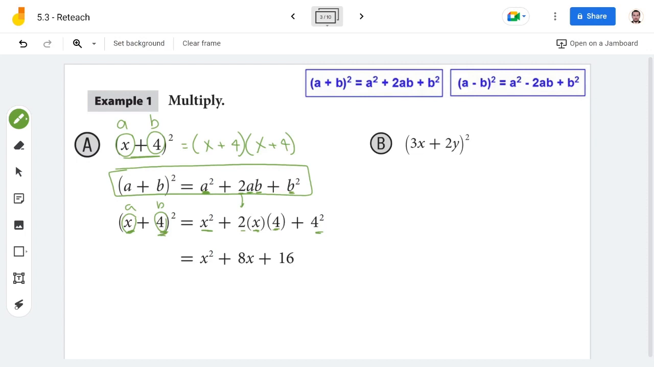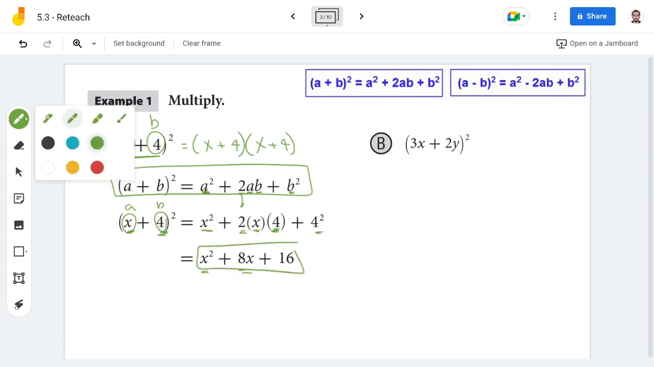Now you can simplify x squared. 2 times 4 is equal 8x, plus 16. So that's the final answer. I hope this is clear. Now, let's take more examples.